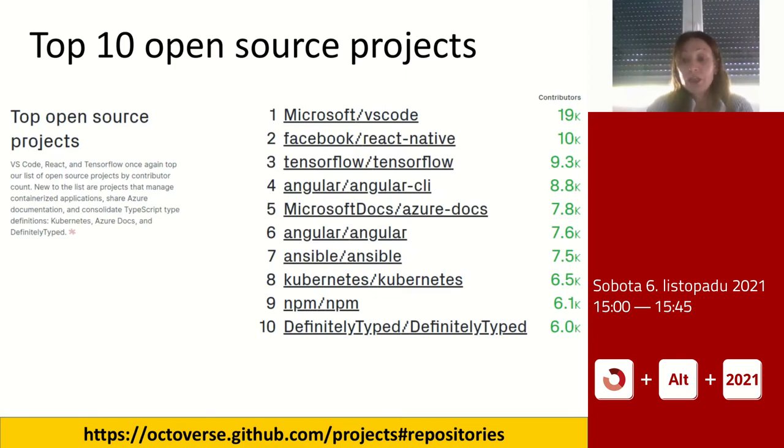If you look at the list of top 10 open source projects, you see big names on them. Okay, I agree, Microsoft and Facebook are not really open source companies, even if they try to prove differently. But if you look at those websites, you will see the open source initiatives and projects they have within the companies.